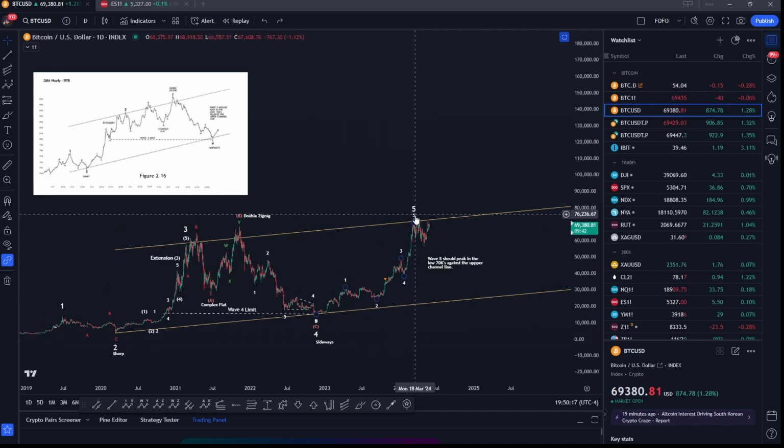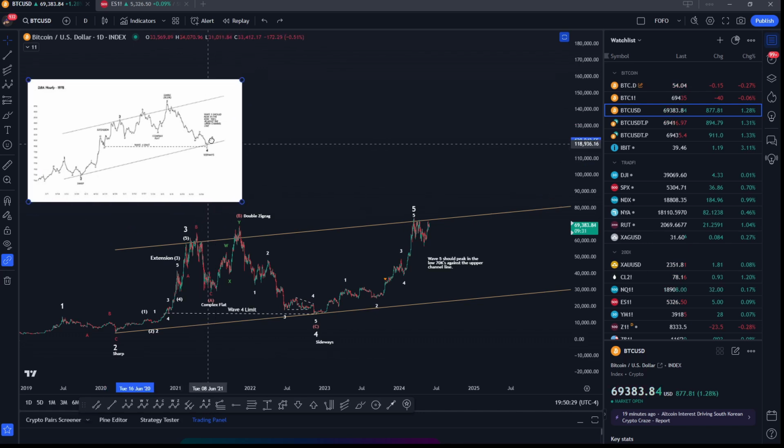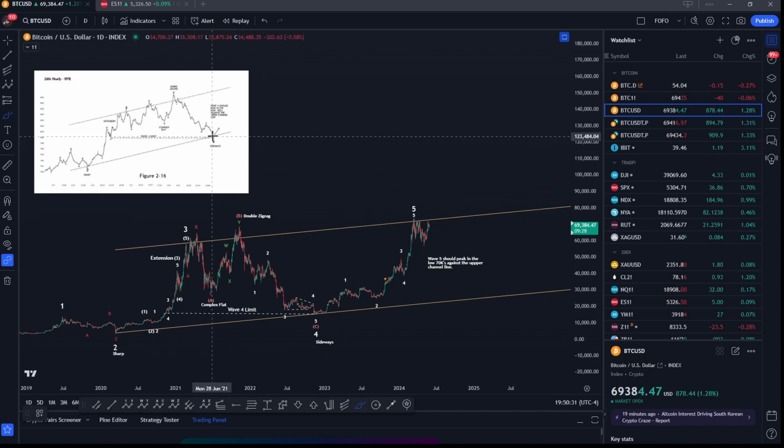Five waves up to a fifth wave that should peak in the lower 70Ks against the upper channel line. And if you were to draw this one out, you would see five waves up that peak against the upper channel line. And that would be your 5. Feel free to look that one up in the book. It's figure 2-16 in the Elliott Wave Principle by Frost and Prechter.